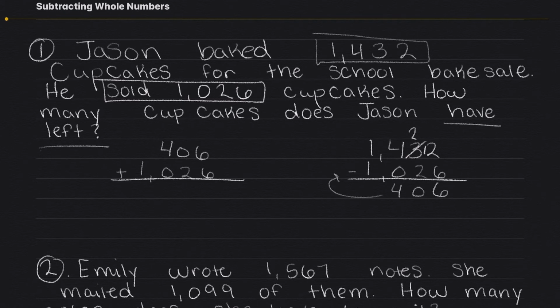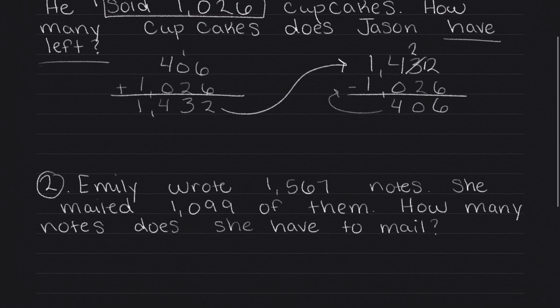6 plus 6 is 12. Put the 2, carry the 1. 2 plus 1 is 3. 4 plus 0 is 4. 1 plus nothing is 1. Did I get my original number of 1,432? Yes, I did. So that means my original subtraction was correct. Let's move on to problem number 2.